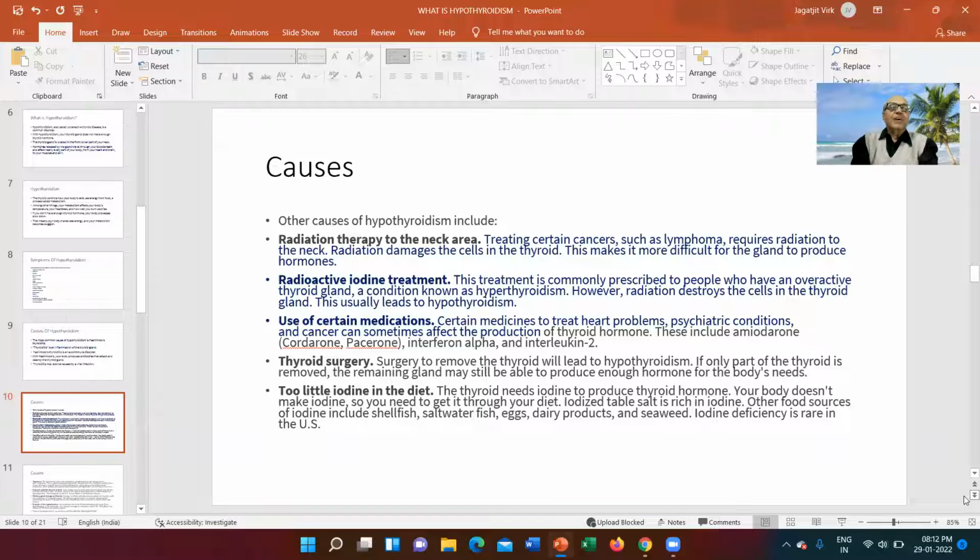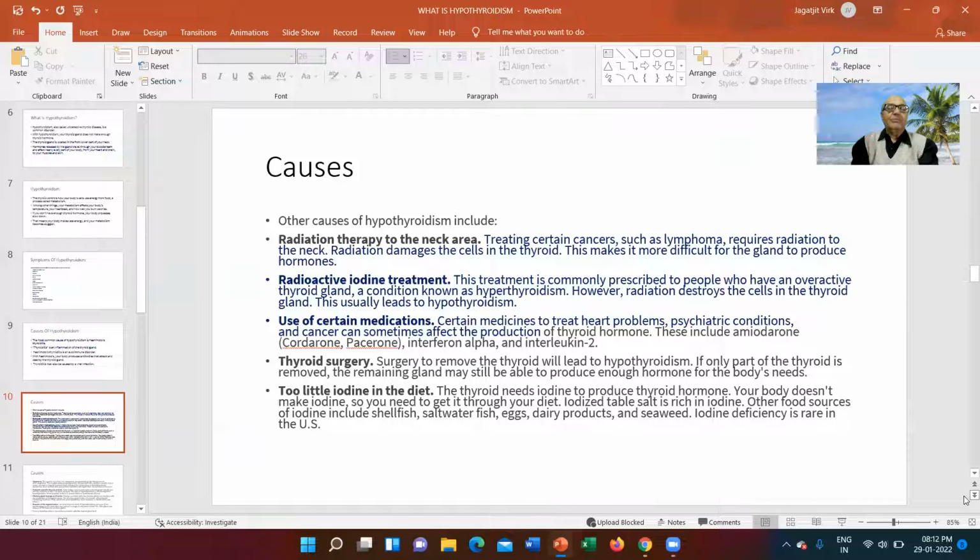Other causes of hypothyroidism include radiation therapy to the neck area. Treating certain cancers such as lymphoma requires radiation to the neck. Radiation damages the cells in the thyroid. This makes it more difficult for the gland to produce hormones.